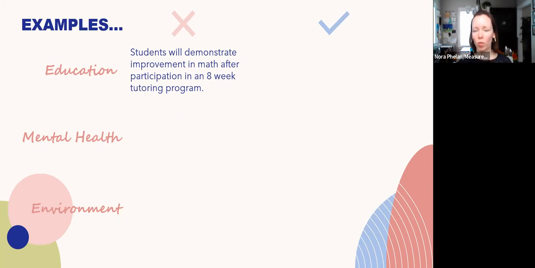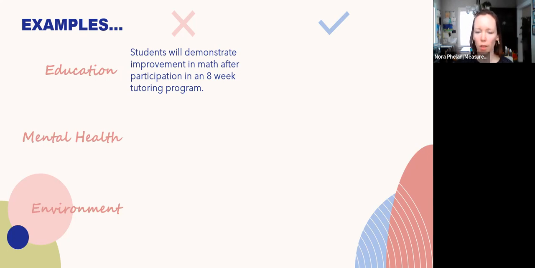Which, depending on the program, it could be the case. Maybe it's a very intensive program and they expect every single student to show improvement. But if not, that's something to think about. Also, participation in an 8-week tutoring program. What if students only come twice? Two weeks out of the 8 weeks, are they counted? Are you going to look at their improvement? Do you want to set that threshold as well?